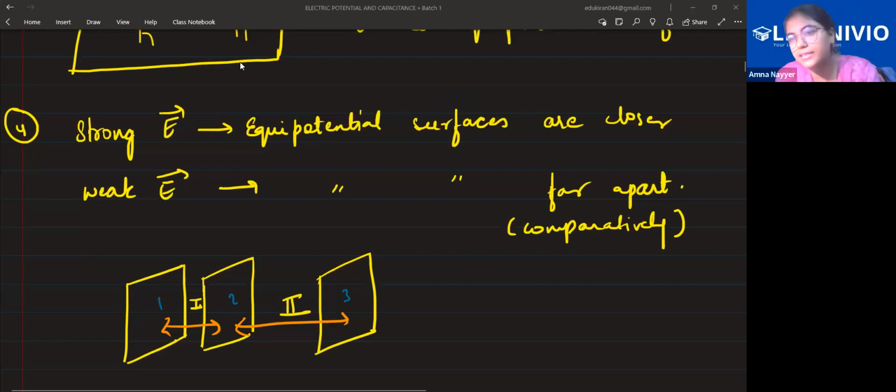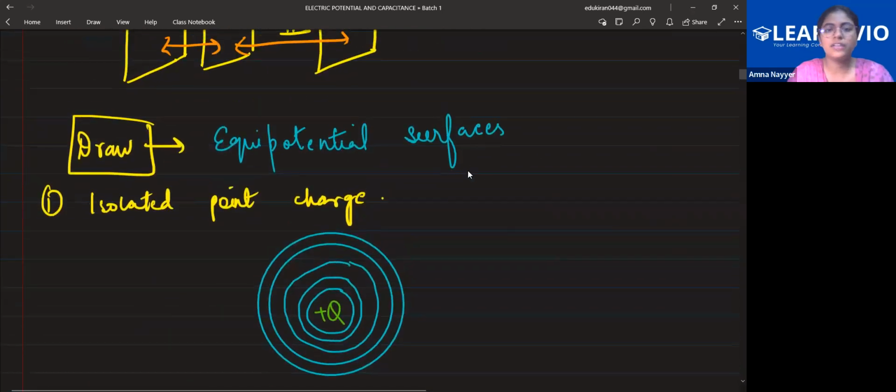Okay, now the next is how to draw equipotential surfaces. You will get certain quantities: you can get a positive charge, a negative charge, or combinations of these charges, like positive, positive, negative, negative, positive, negative. If we have an isolated point charge, suppose plus Q is present, then around that charge these equipotential surfaces are present.